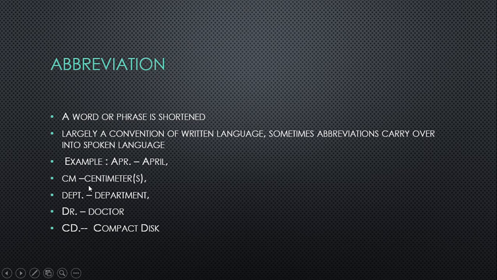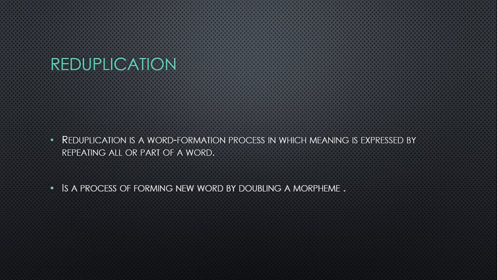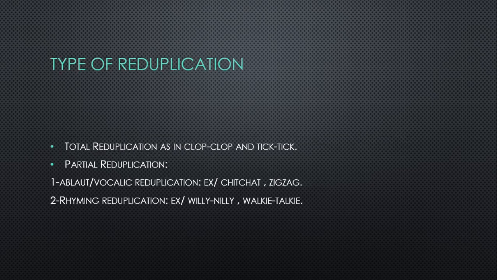So next one is reduplication. Reduplication is that word formation process in which you form words by repeating a part of a word or by repeating the entire word. For example, when you say 2020, what you have done is that you have duplicated the word 20 and you form a new word by doubling it. So it is a process of forming new words by doubling a morpheme.